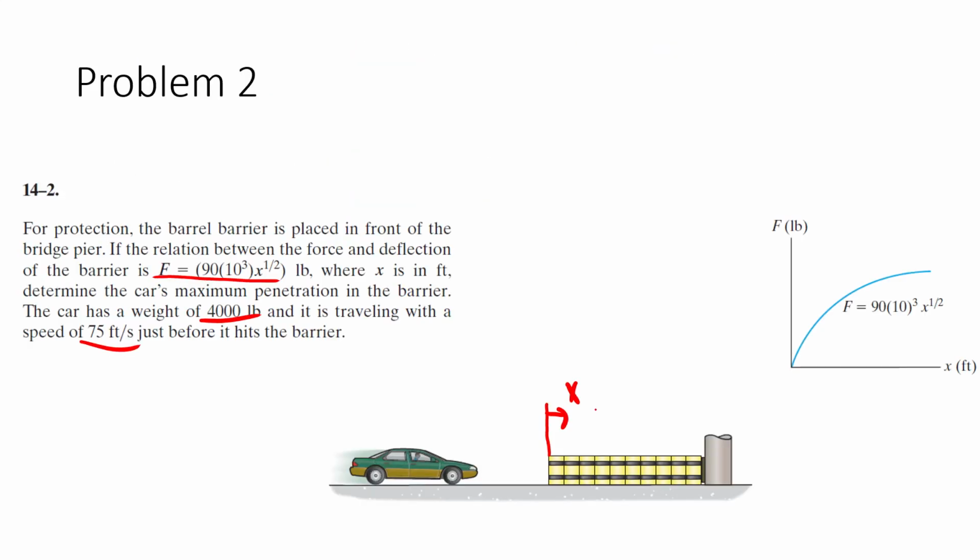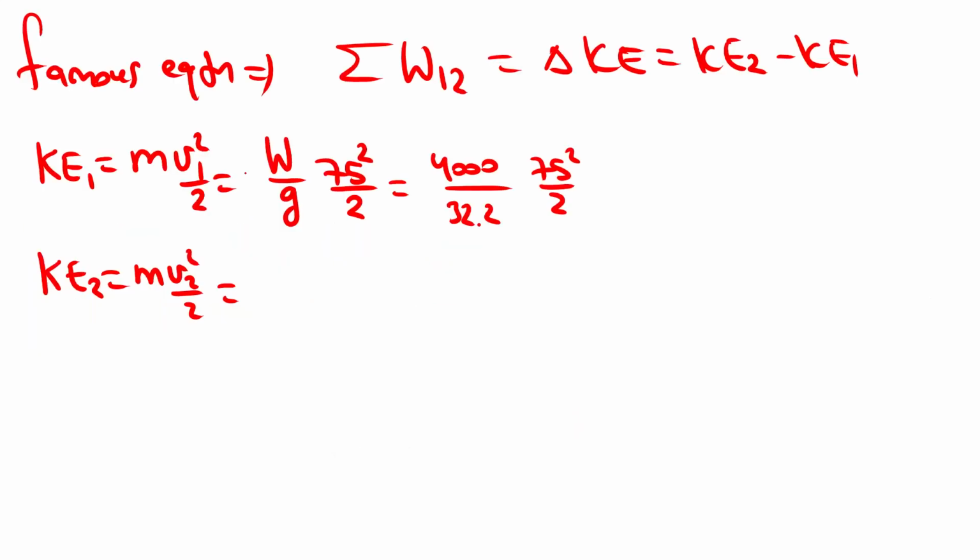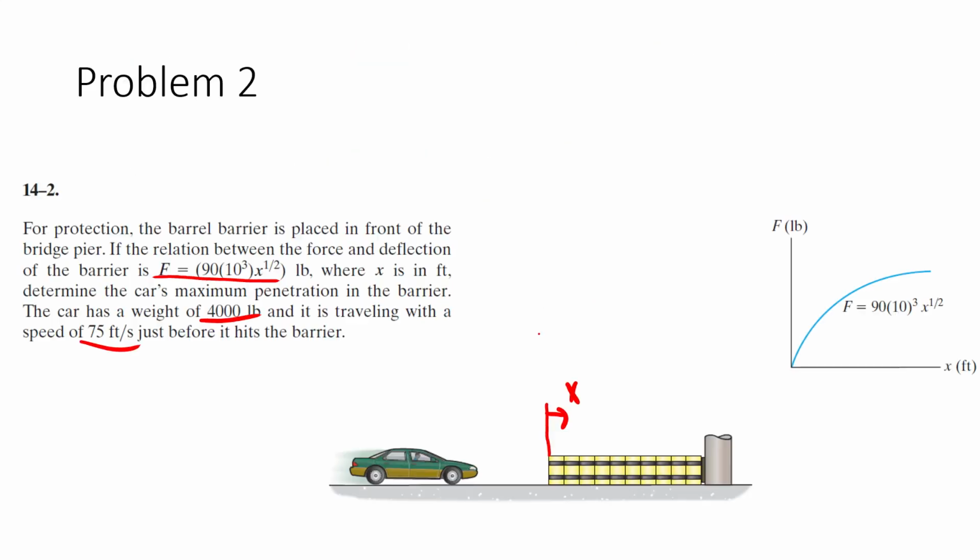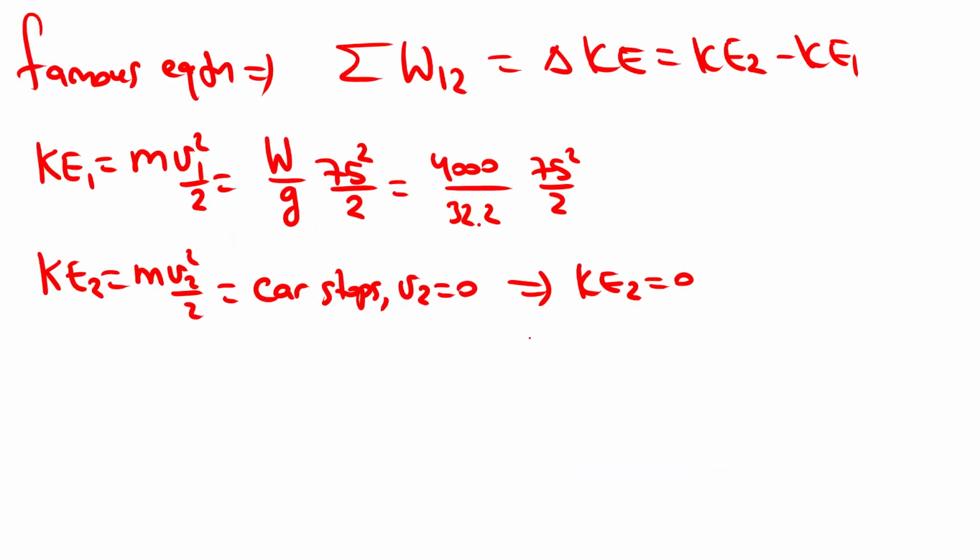Then the kinetic energy at 2: the maximum that the car moves inside the barrels is where the car will stop. If the car stops, then V2 is 0, so the kinetic energy at 2 will be 0. This is the right hand side of the equation. Then the work from 1 to 2 will be done only by the barrel deflection.